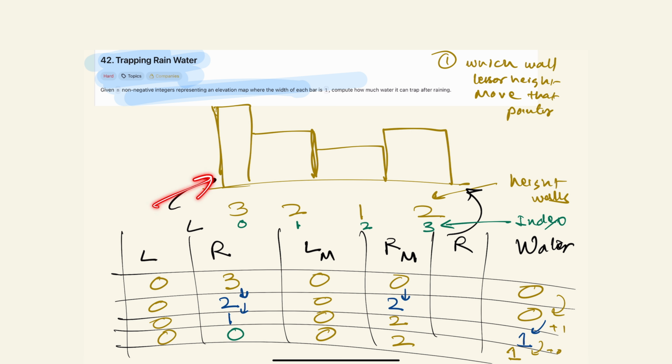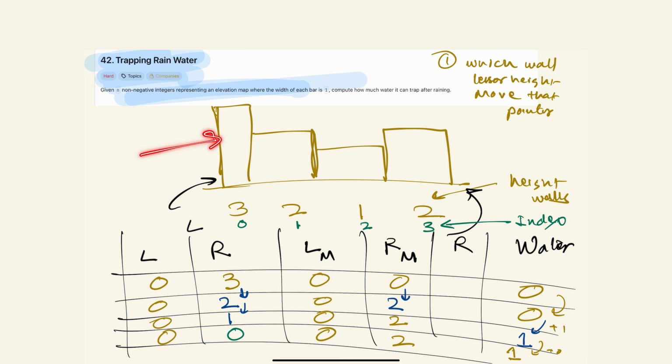Left pointer pointing to 0 index, right pointer pointing to the last index. Consider the wall which is lesser in length and move that pointer. Okay, this is lesser, compare with the max so far on the right side. It was 0 initially. This was higher. If it is higher, replace that. Since I got a good height on the right side, I am replacing with 2.